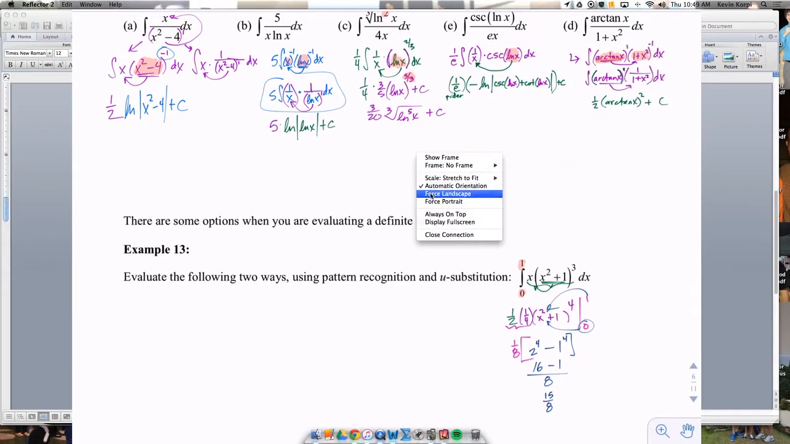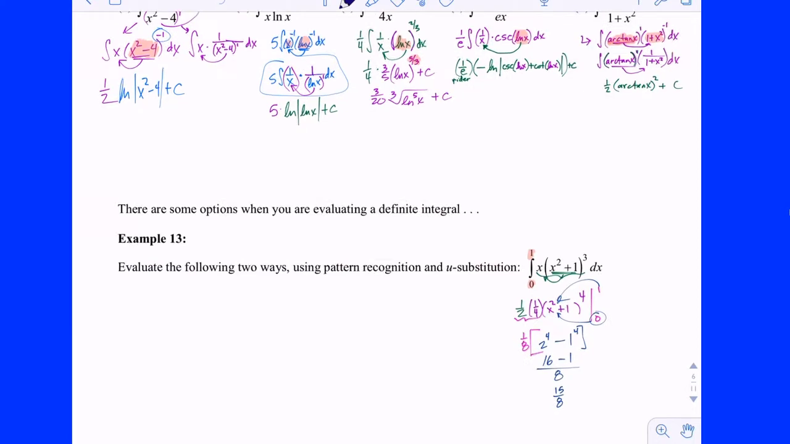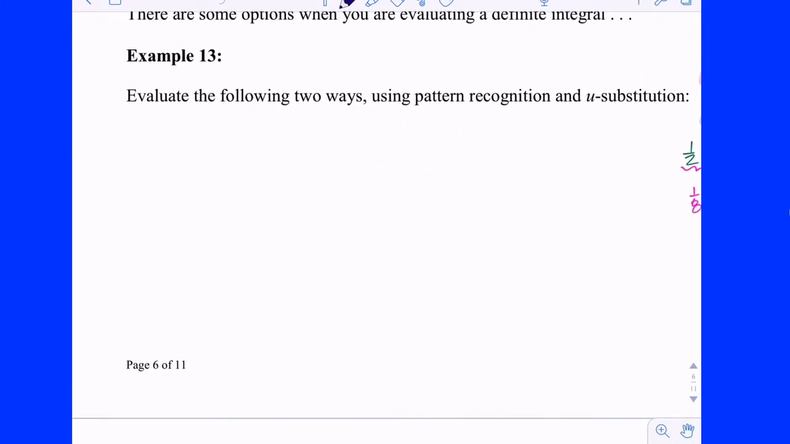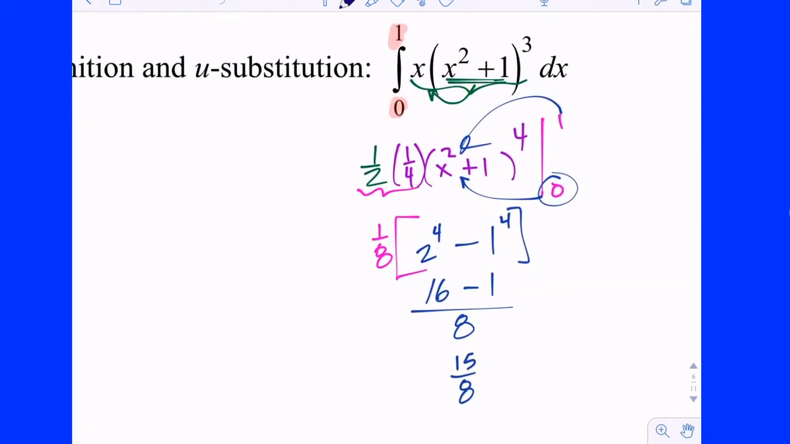All right, so we're on example 13 here, and we've already done it one way. Today's lesson was doing it the other way. So this was a definite integral, if you recall, from 0 to 1, and by pattern recognition, it's very, very quick and easy. Remember, you don't need the plus c. As long as you have the evaluation bar, we got 15/8.